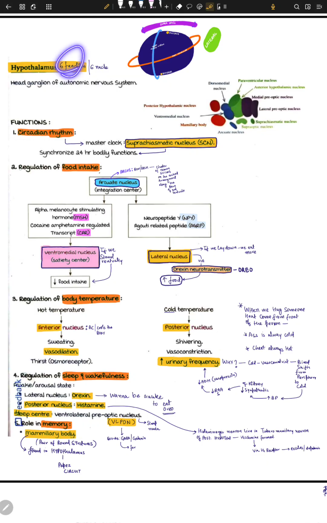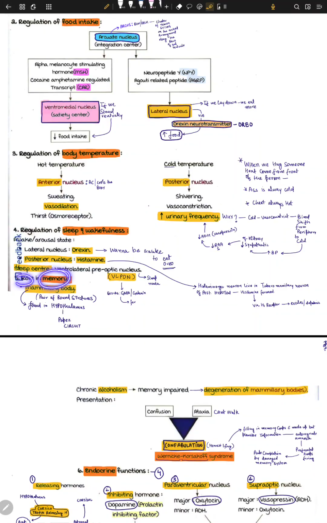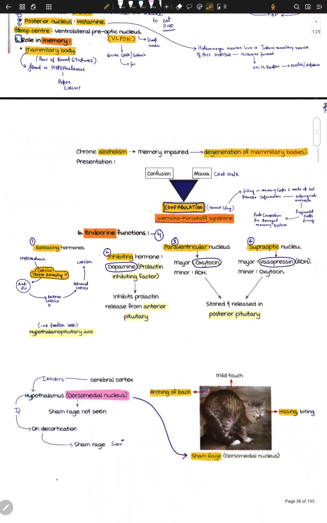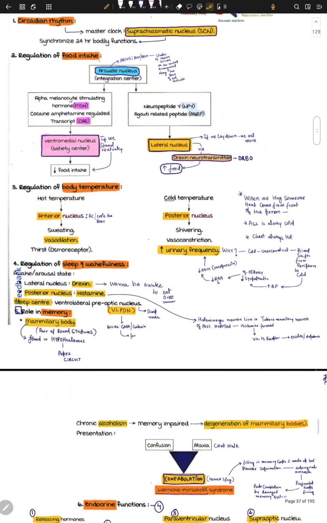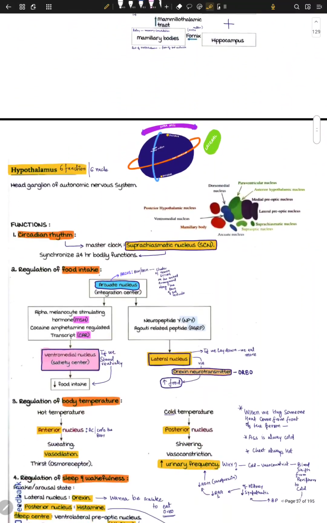It has 6 functions. First is circadian rhythm, second is food intake, then regulation of body temperature, regulation of sleep and wakefulness, role in memory, a very big role in memory, and endocrine function is really huge. So really big topic. Let's try to understand it.